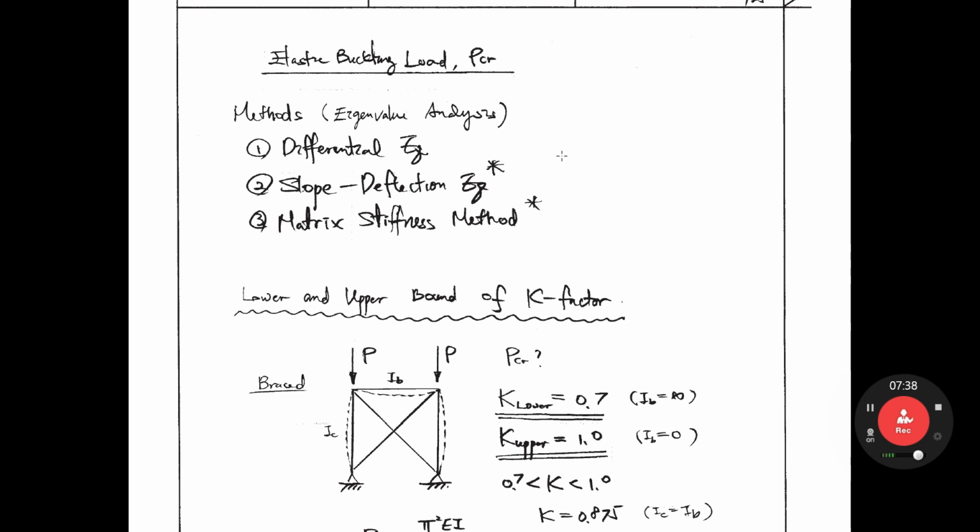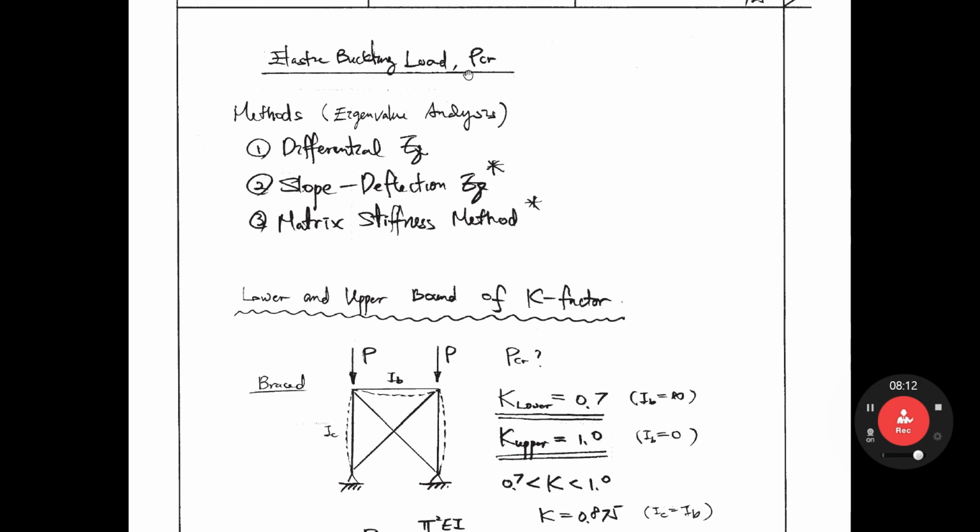Do you remember when you analyzed the column? In that case, we first used the differential equation, right? Yeah, but for this kind of portal frame, if we use the differential equation, it becomes much more complicated. So I will show you two realistic methods. One is the slope deflection equation. The other one is the matrix stiffness method.